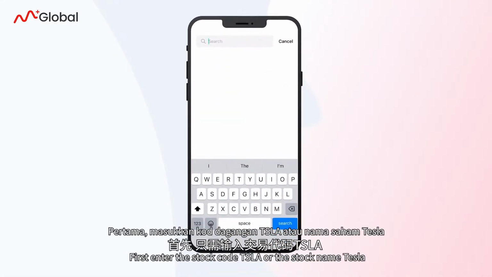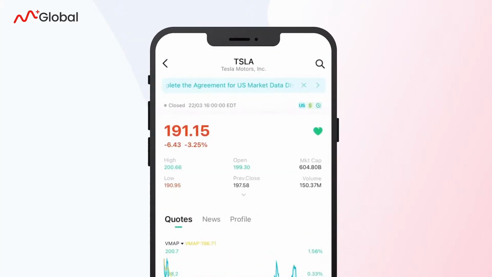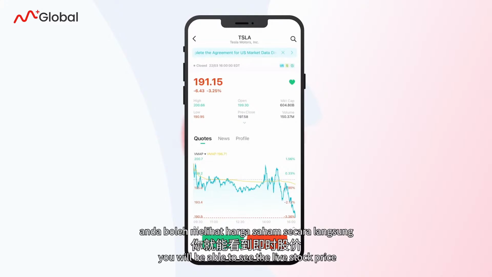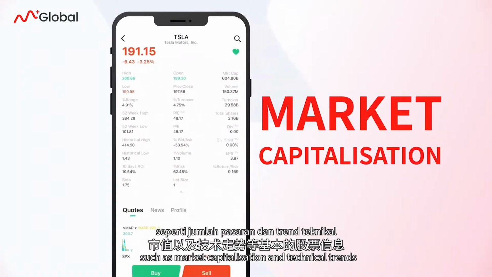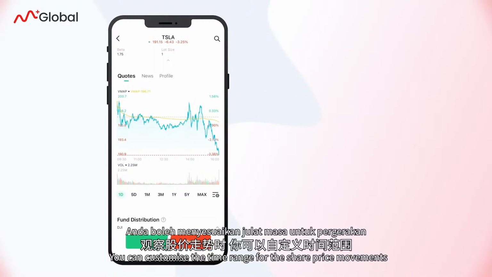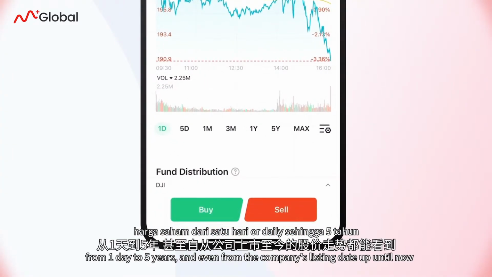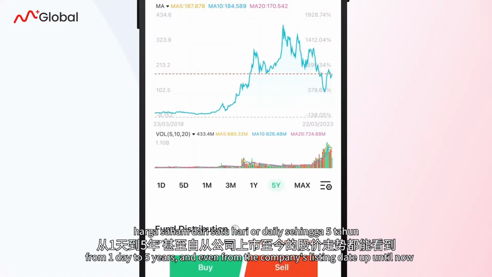First, enter the stock code TSLA or the stock name Tesla. Once you enter the stock details page, you will be able to see the live stock price. You can also view basic stock information such as market capitalization and technical trends. You can customize the time range for the share price movements from 1 day to 5 years, and even from the company's listing date up until now.